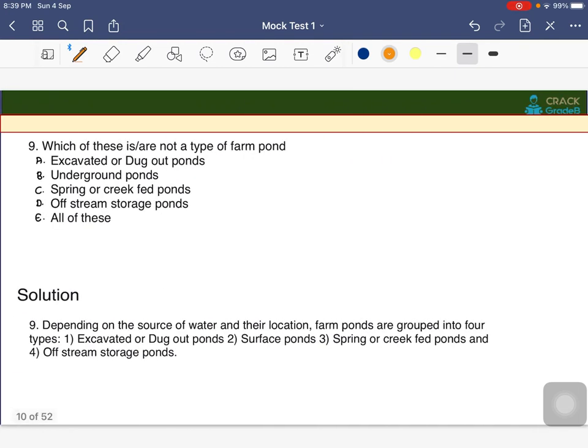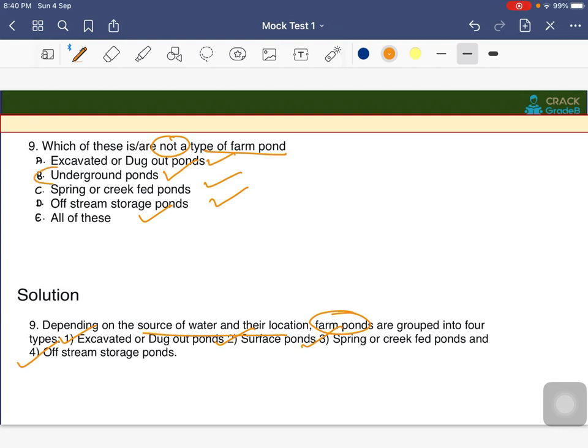Which of these is or is not a type of farm pond? Excavated or dug-out ponds, underground ponds, spring or creek-fed ponds, off-stream storage ponds. Depending on the source of the water and their location, farm ponds are grouped into four types: excavated or dug-out ponds, surface ponds, spring or creek-fed ponds, and off-stream storage ponds. Okay, the answer is that it is not a farm pond, it is the underground pond.